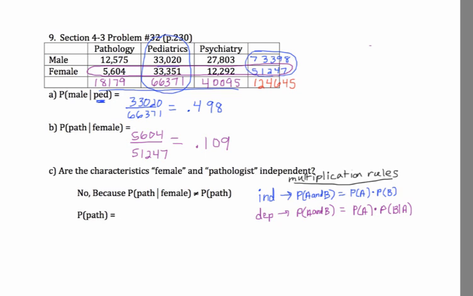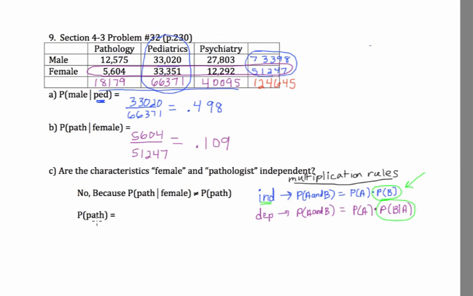To make sense of this problem, I'm going to go back and look at the multiplication rules. If two events are independent, you find the probability of A and B by doing the probability of A times the probability of B. But if they're dependent, you find that probability by taking the probability of A times the probability of B given A. So in order for events to be independent, if you figured out this probability, it would have to be the same thing as the probability of B, because that's when events are independent.